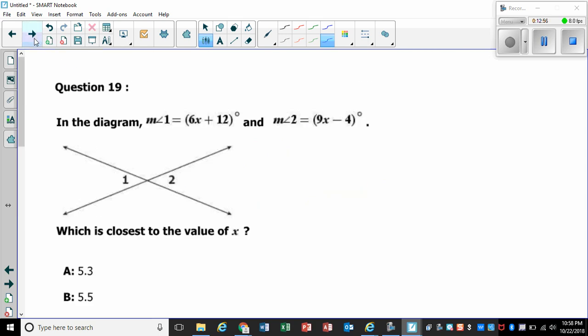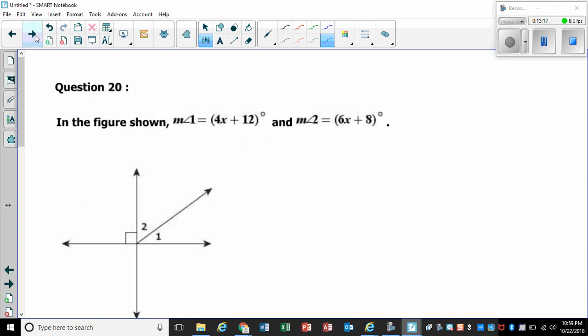All right, 19. In the diagram, angle 1 is given and angle 2 is given. Which is closest to the value of x? What do you know about those two angles? They are vertical angles, so they're going to be congruent to each other. So set the two equations up and solve for x.